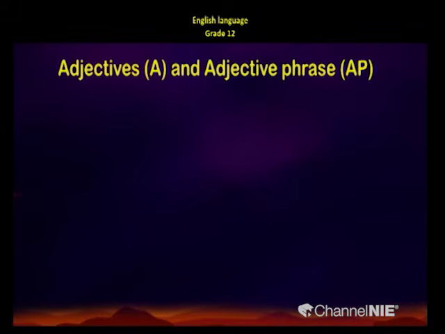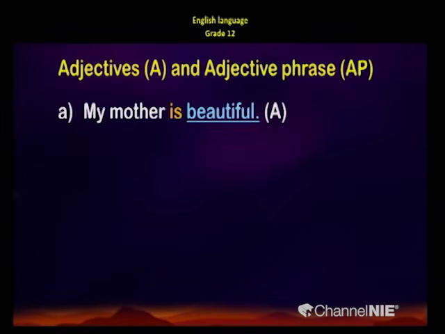Can you think what will be an adjective phrase? Just similar to a noun phrase. Here again we are going to take adjectives and then explain the adjective phrase. Let's look at the example. My mother is beautiful. There, what is the adjective, Miss Minan? Beautiful. Yes. So it is just an adjective.